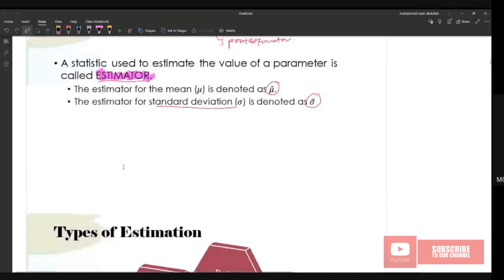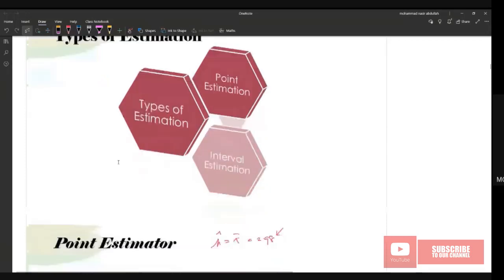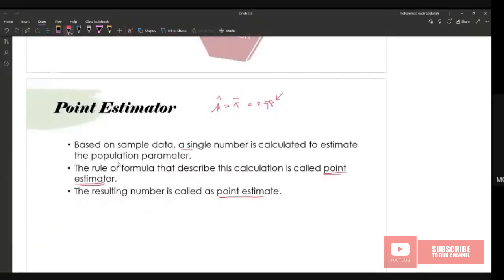So for types of estimation, we have two types. First is point estimation, and the second one is interval estimation. For today's lecture, we will learn about point estimation. Point estimation is based on the sample data. It has only a single number calculated to estimate the population parameter. The rule or formula described in this calculation we call a point estimator, and the resulting number we call a point estimate.